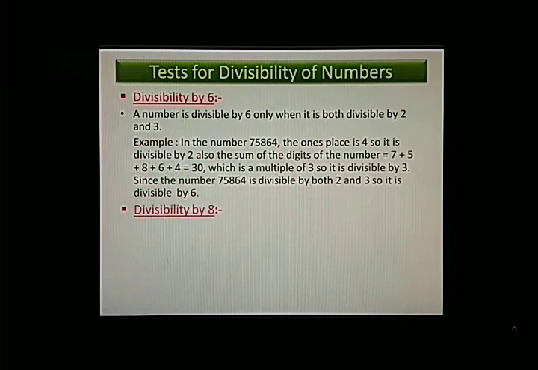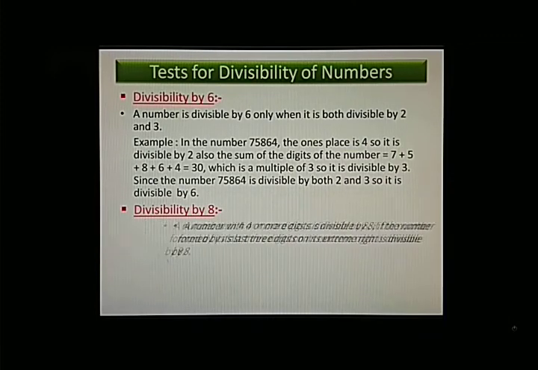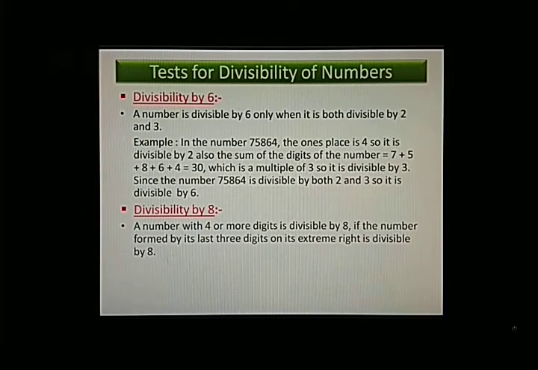Now next, divisibility by 8. Similar to the divisibility by 4, the only difference is that here you have to check the last 3 digits on the extreme right, whether they are divisible by 8 or not.